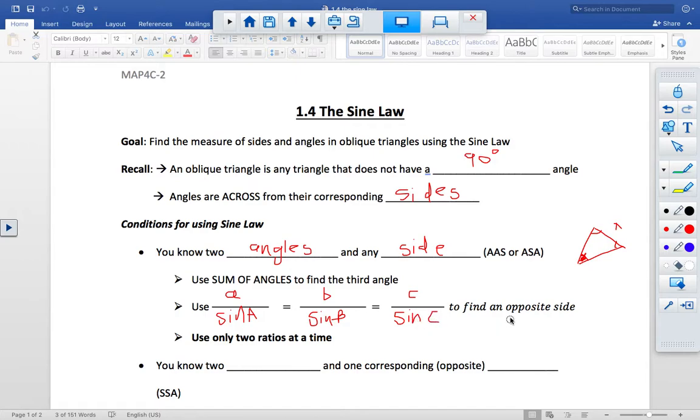We use this one to find an opposite side, not an opposite angle. We'll look at another formula that we use to find the opposite angle. When you're using the sine law, you only have to use two of the three ratios. So you either use A and B, or B and C, or A and C. You don't use all three of them. You just use two, depending on which angle and which side are given to you.